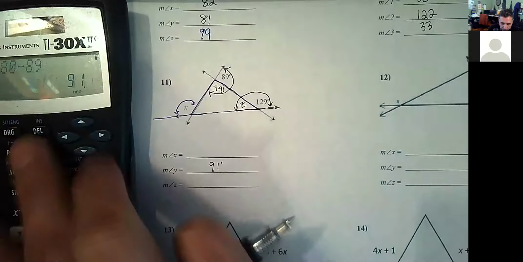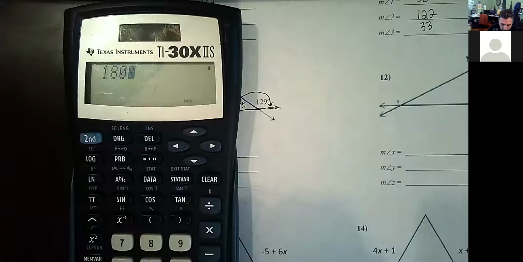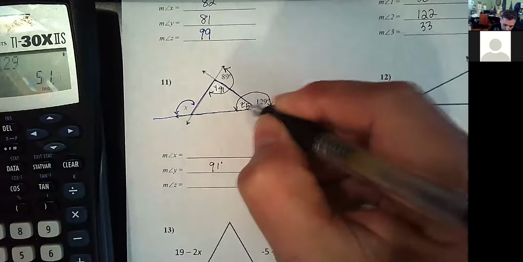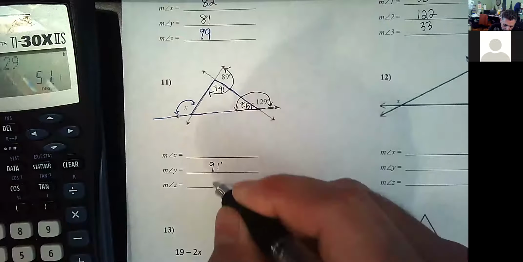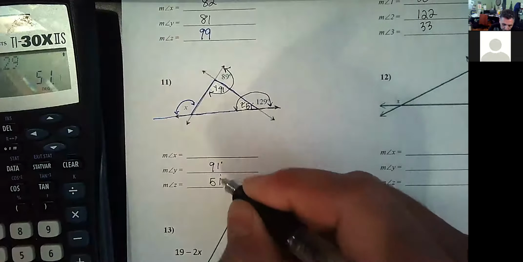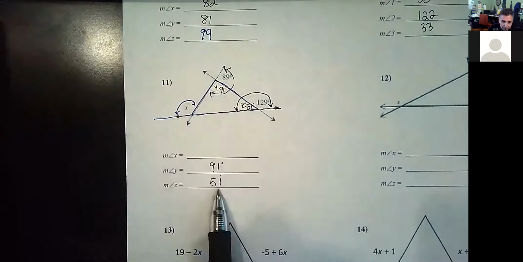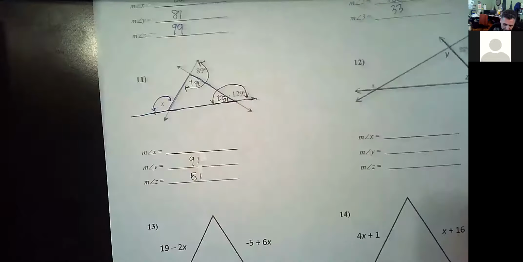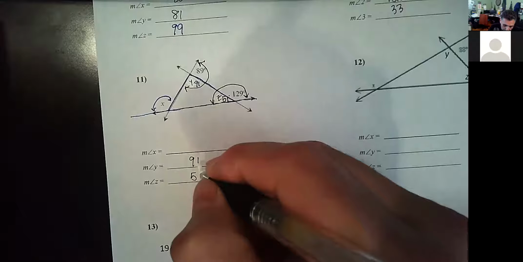So to find out what Z is, just do 180 minus 129, and that's 51. So I'll put 51 in here. Z is 51. That's 51, not an I. And then again on the test, all you're going to need to put is the numbers. You don't have to put the degree sign.